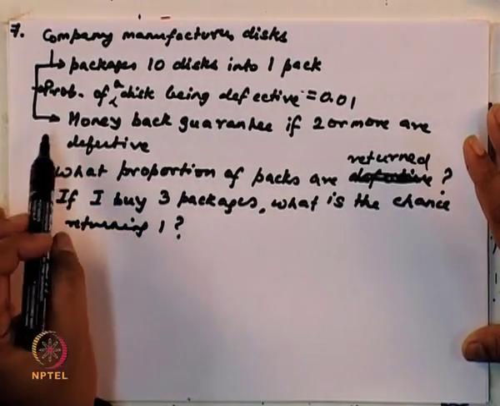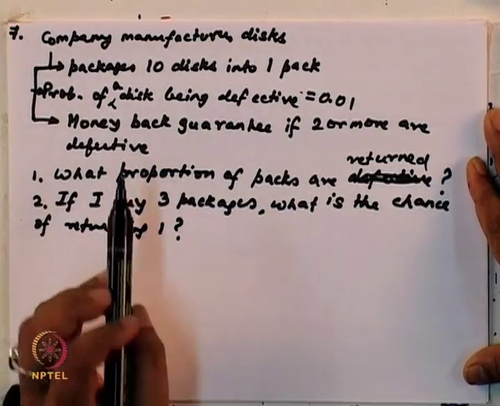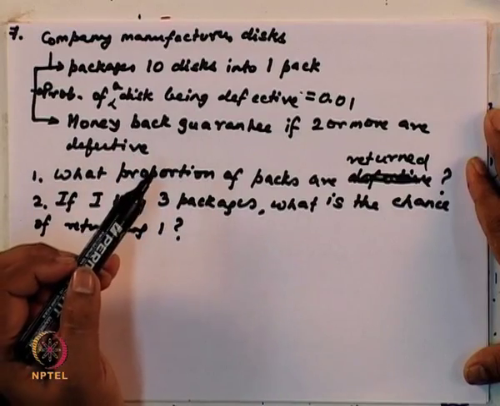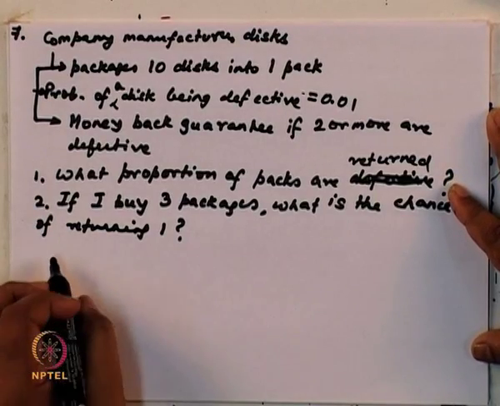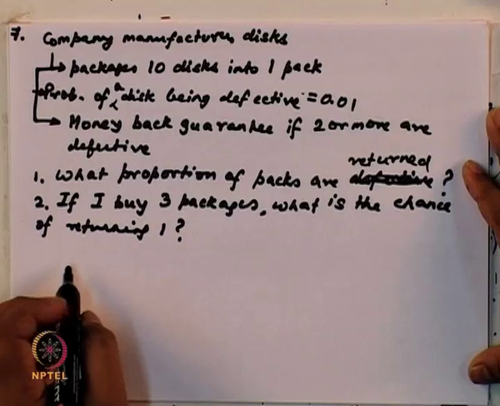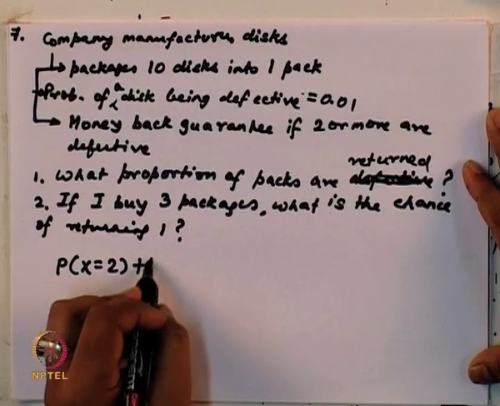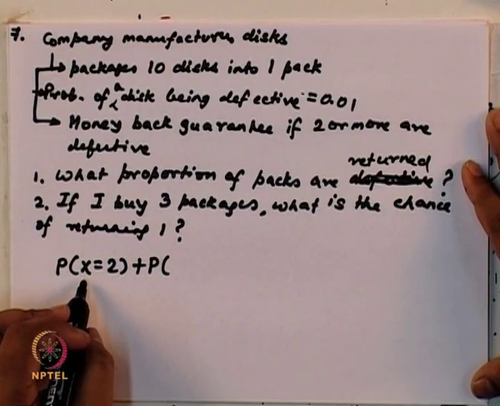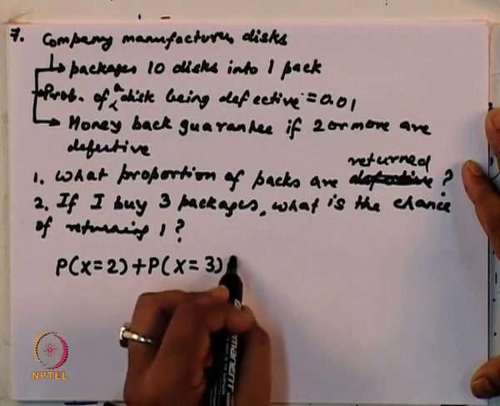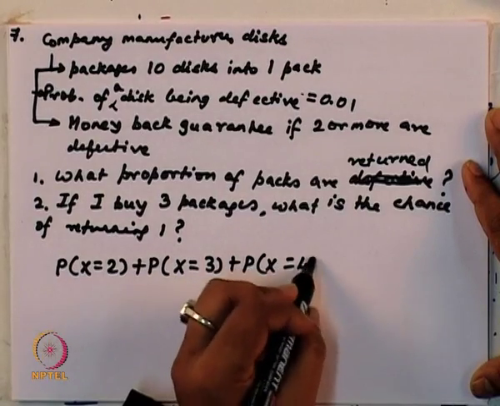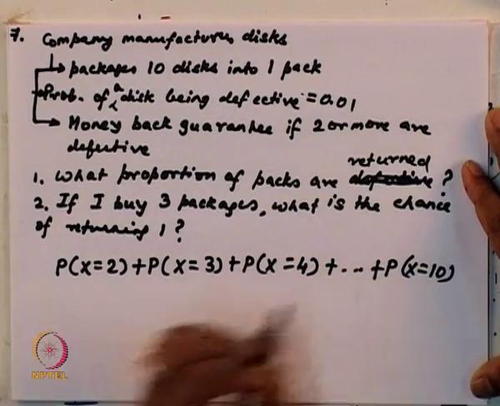Now the statement is, if there are 2 or more defective in a single pack, then the company offers a money back guarantee, which means that your package is returned. Okay. So, in order to calculate the proportion of packages returned, I want to calculate probability of X equal to 2 plus probability of X equal to 3 plus probability of X equal to 4, and so on, up to probability of X equal to 10, where X is the random variable which is the number of defective disks.